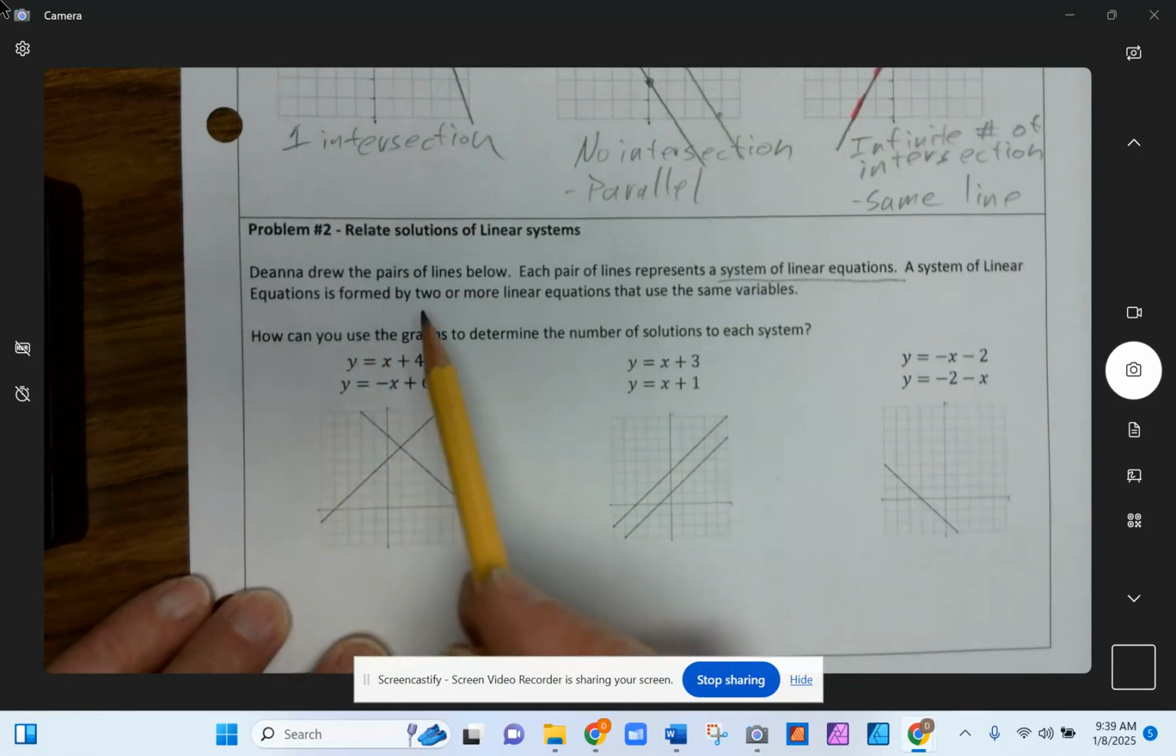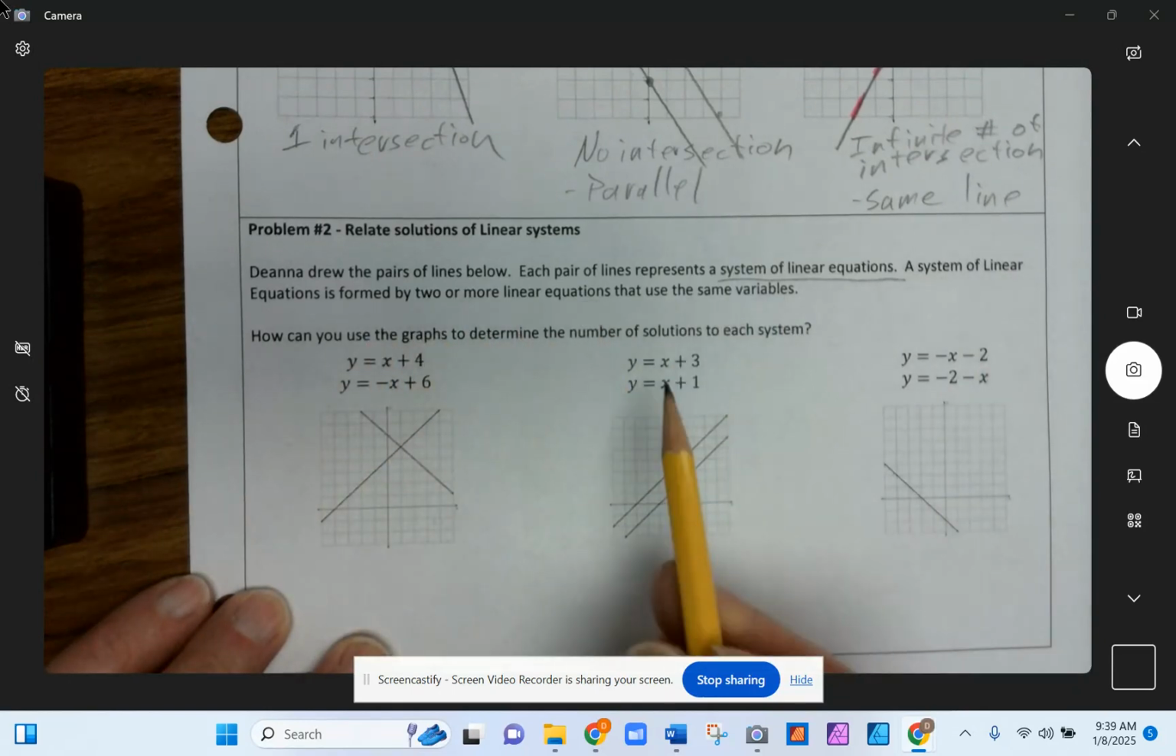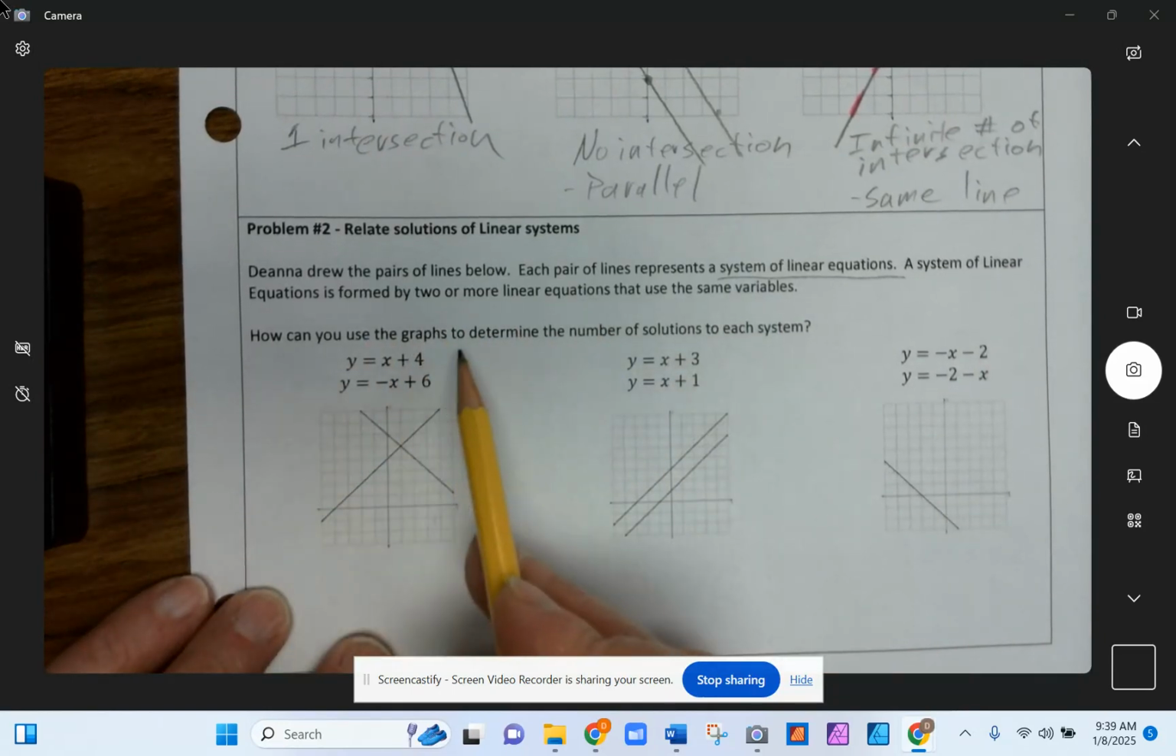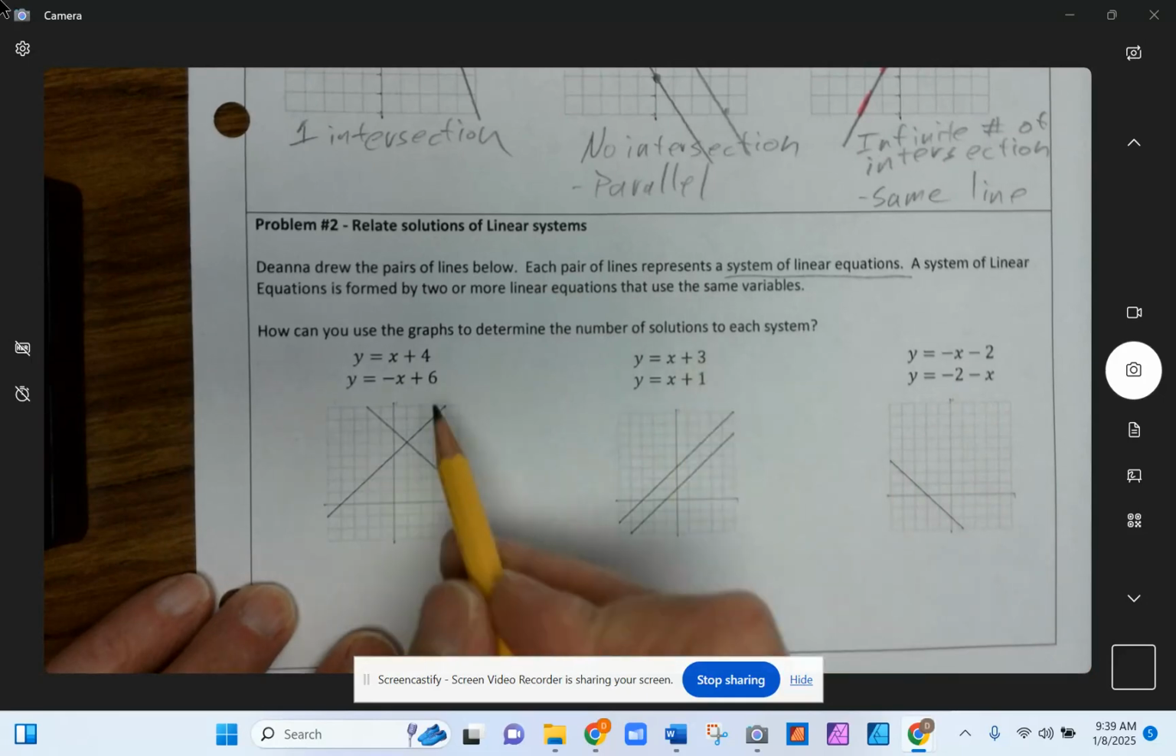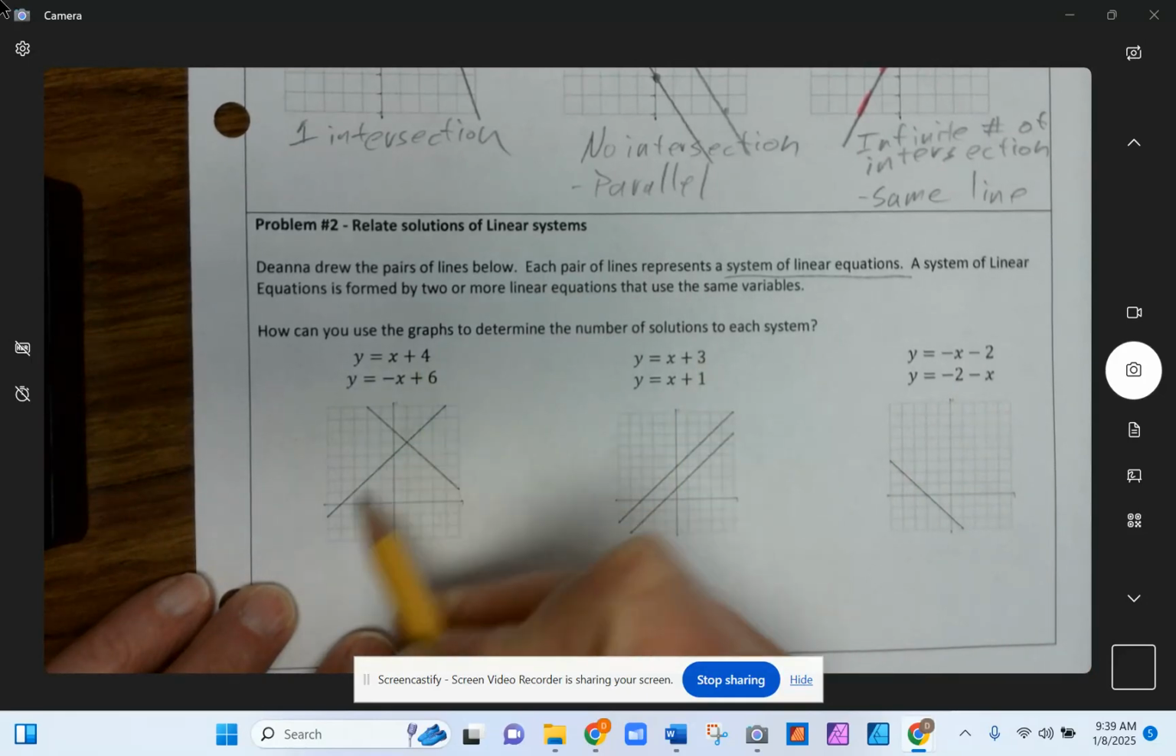A system of linear equations is formed by 2 or more linear equations that use the same variables, so x's and y's typically. How can you use the graphs to determine the number of solutions to each system? So we have this x plus 4. This is this one here.